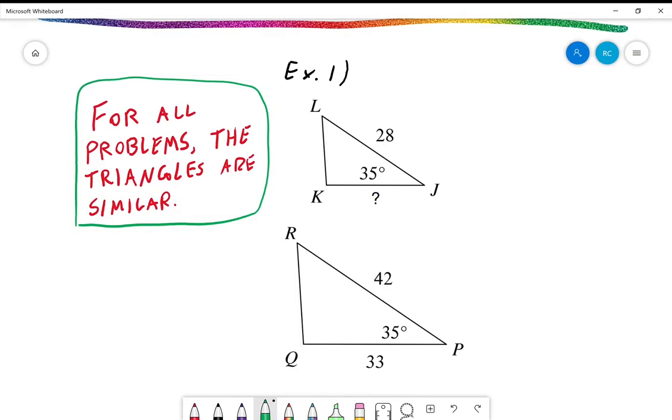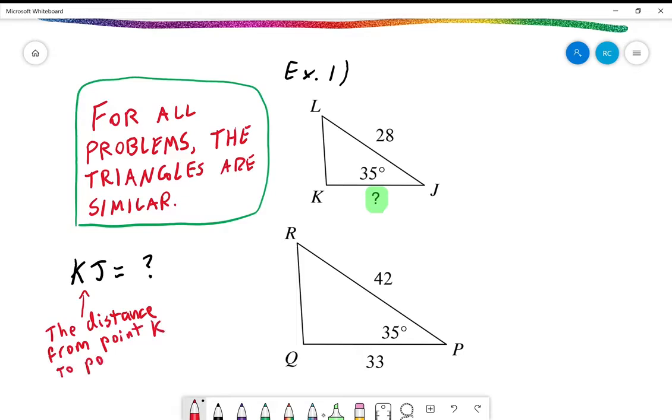So here we've got two triangles that are similar, and we want to know this length right here, the length of KJ. Now notice that I did not put the line segment bar over KJ. I didn't do that because when you don't put a segment bar above it, you're talking about the numerical distance between those 2 points. So when I say KJ without a bar above it, what I mean is the distance from K to J. I'm in fact going to write that down.